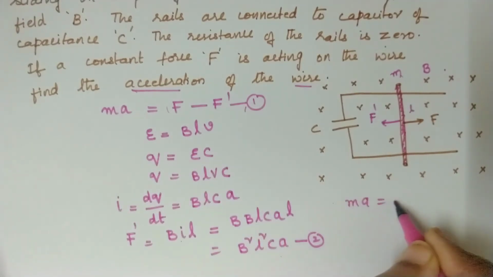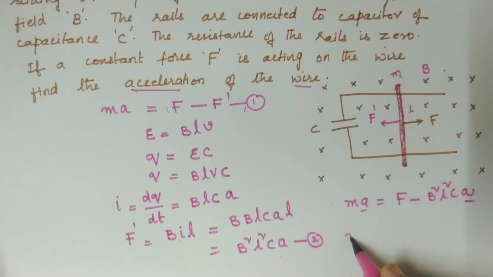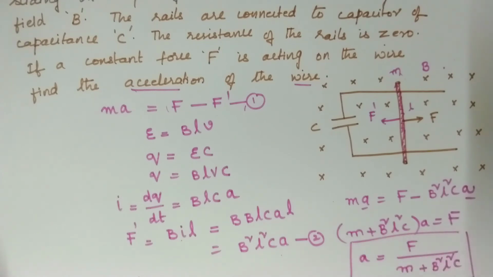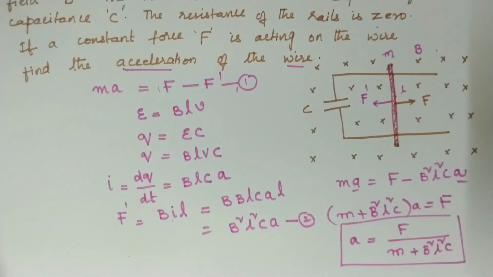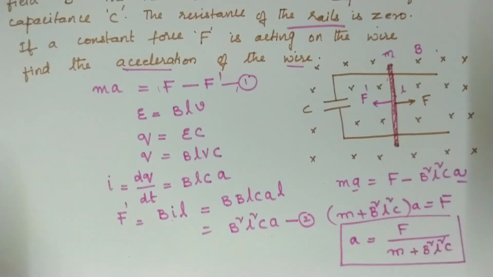Net force should be F minus B square L square C into A. Bring all acceleration terms together. M plus B square L square C into A is equal to your applied force, so the acceleration of the rod will become F by M plus B square L square into C. So this gives you the acceleration of the rod, which is moving on a frictionless surface. And one more thing, remember here, resistance is 0. Okay, so throughout this loop resistance is considered as 0.